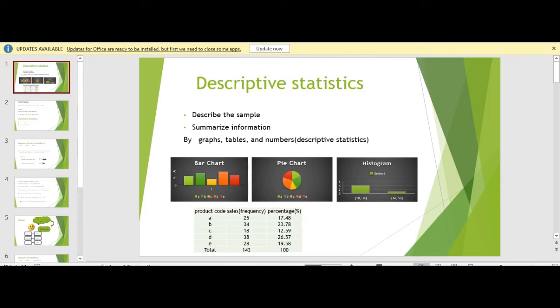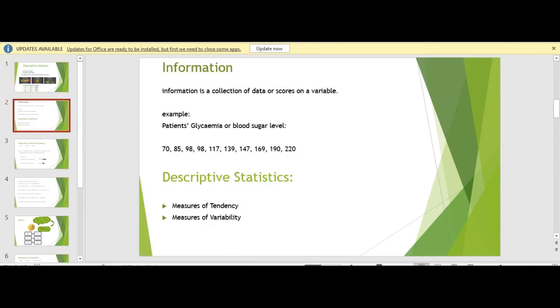Descriptive statistics has two main categories, measures of tendency and measures of variability. But before explaining those, I just want to tell you what the information is. Information or distribution is simply a collection of data or scores on a variable. For example, consider 10 patients' glycemia or blood sugar level, which are 70, 85, 98, 98, 117, 139, 147, 169, 190, and 220.